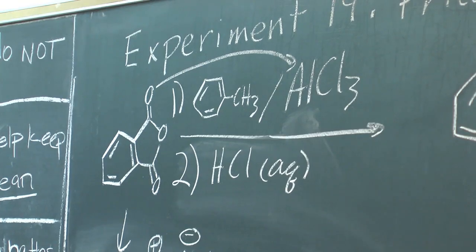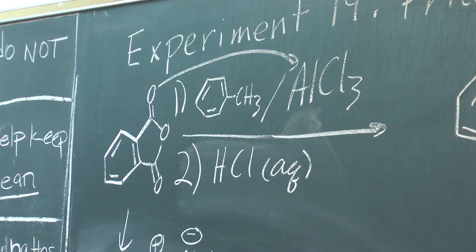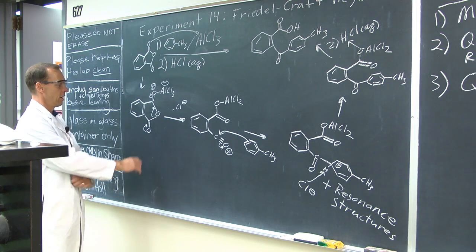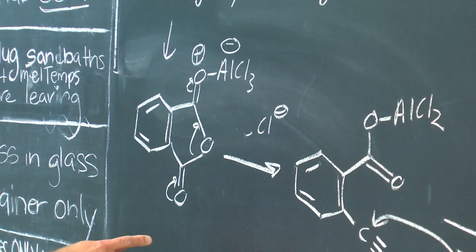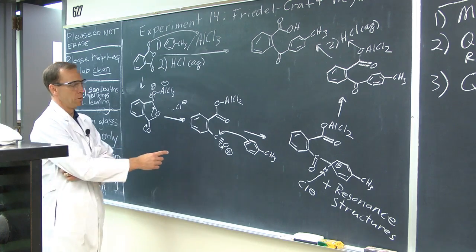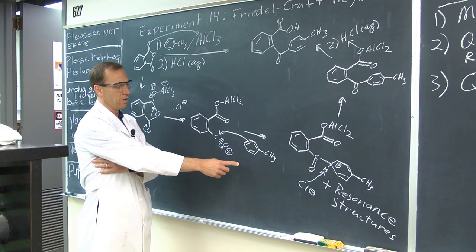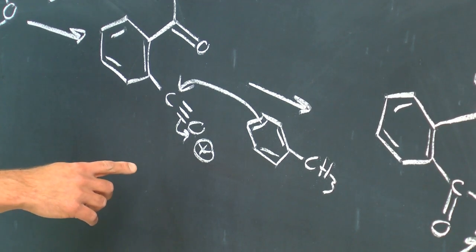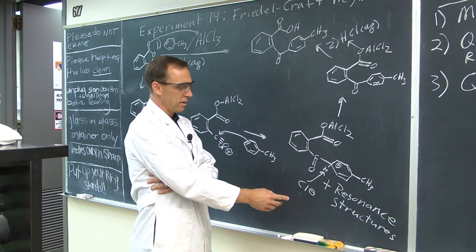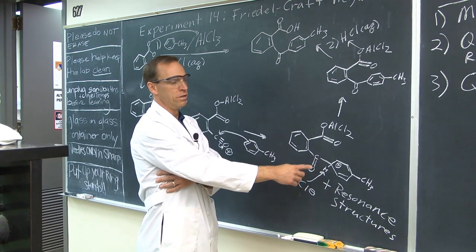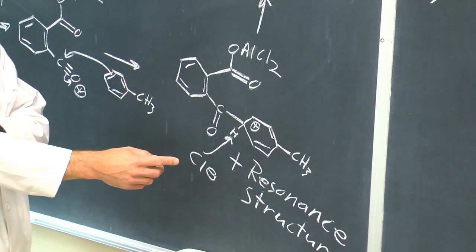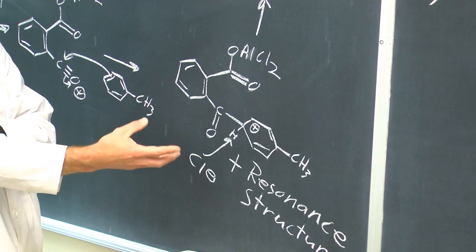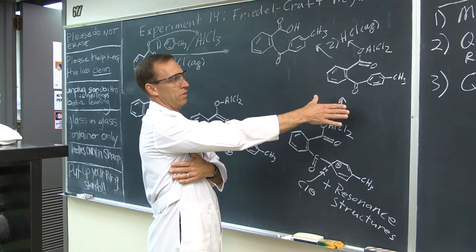So the mechanism is as follows. The carbonyl oxygen of phthalic anhydride reacts with aluminum chloride, complexing to the oxygen. And then as the electrons from the other carbonyl collapse down, it breaks open the ring to form an acylium ion. The pi electrons of toluene come in and attack the acylium ion to form a sigma complex. And then chloride picks off a proton, regenerating aromaticity.